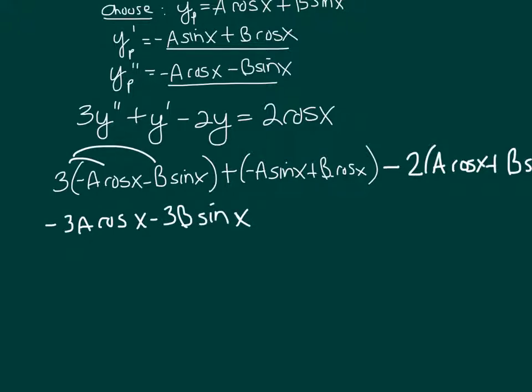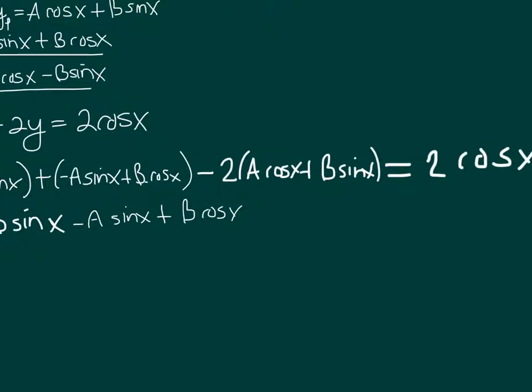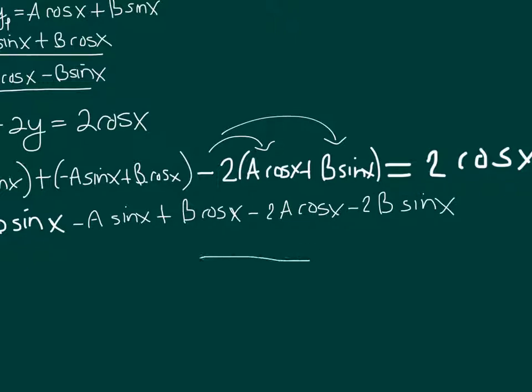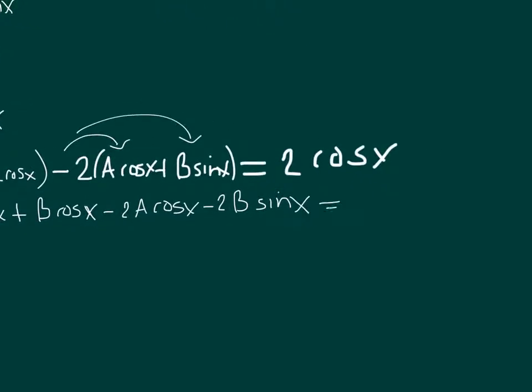Let me make my pencil a little bit thinner. Then here we have negative a sine of x plus b cosine of x. And we can distribute this negative 2, so we have negative 2a cosine x minus 2b sine of x. And all of that is equal to 2 cosine of x.